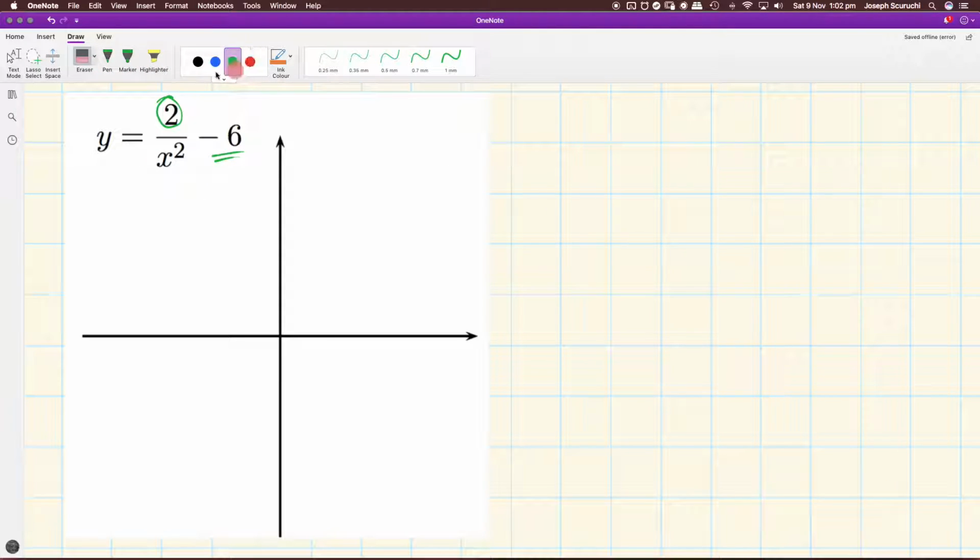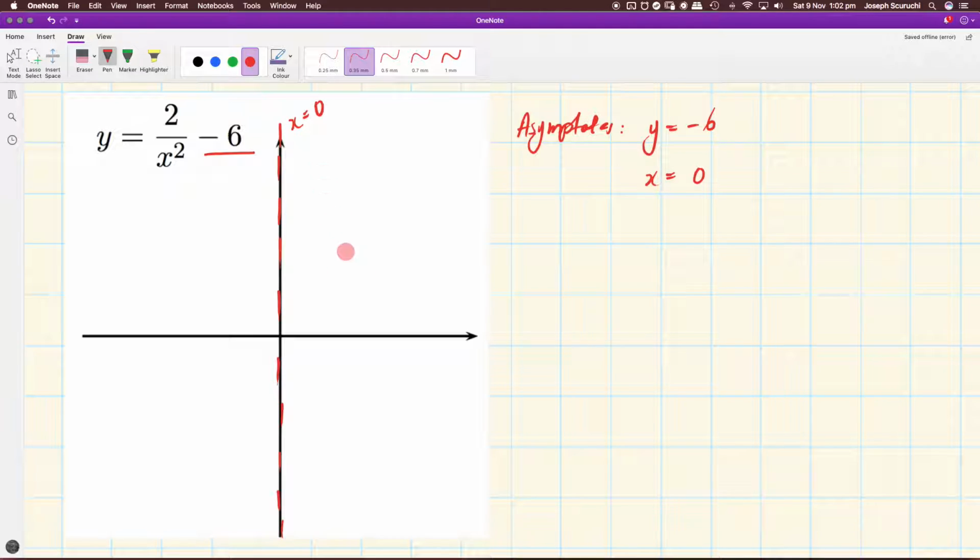So the very first thing we're going to do is I'm going to go, all right, I have this -6. I know that this -6 is going to mean that my asymptotes, let me write here asymptotes, are going to be y equals -6. Nothing is happening to my vertical asymptote, so it's going to stay at x equals 0. So I'm going to draw those in. My vertical asymptote stays the same as a standard truncus.